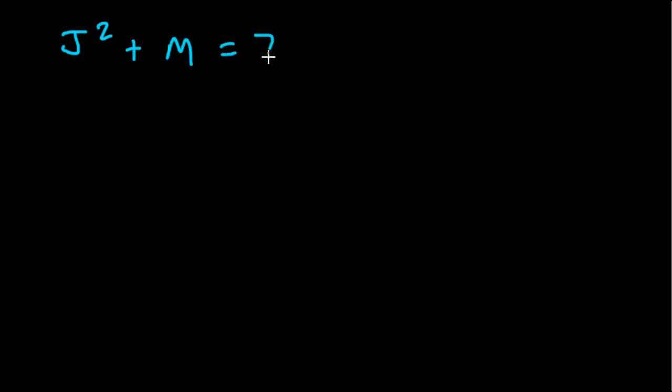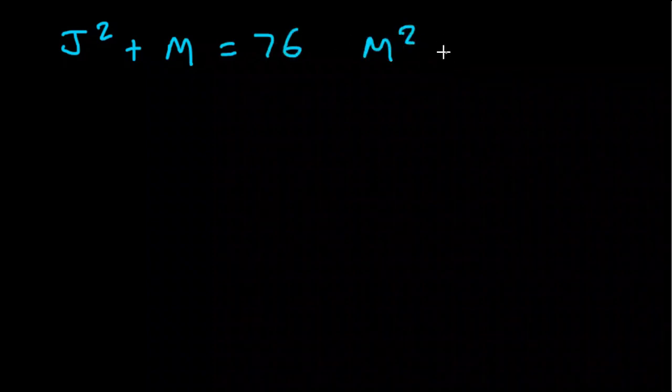So we're going to formulate this problem into something that we can actually solve. We're going to let Joe's age be represented by a J, naturally, and Megan's age be represented by an M. If you take Joe's age and you square it and you add that to Megan's age, you get 76. And if you take Megan's age and square it and you add Joe's age, then you get 152.